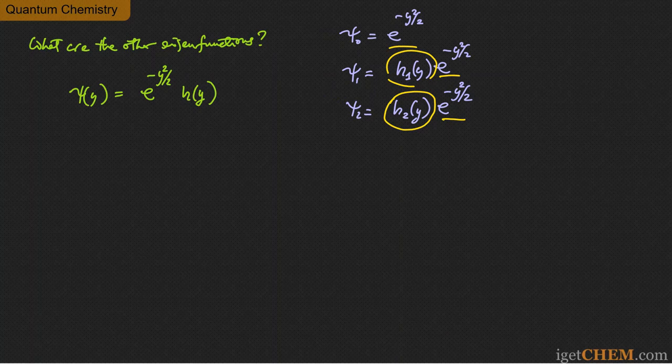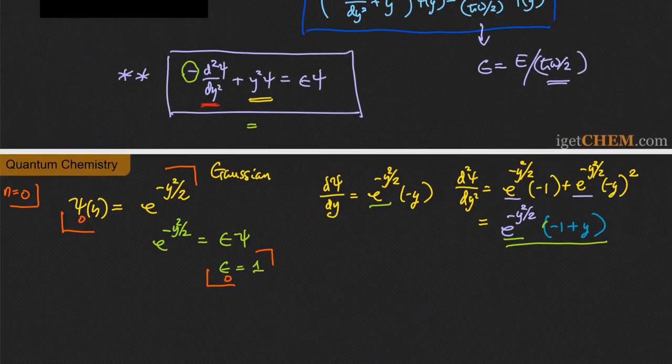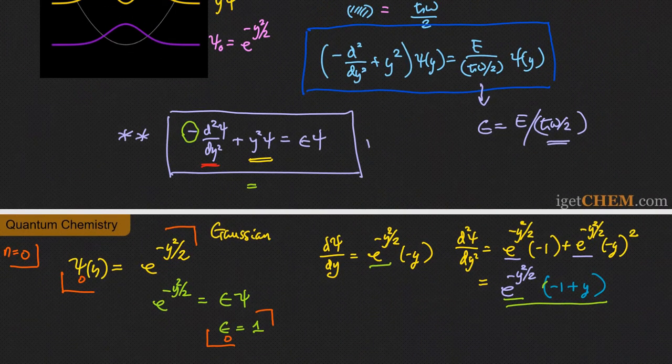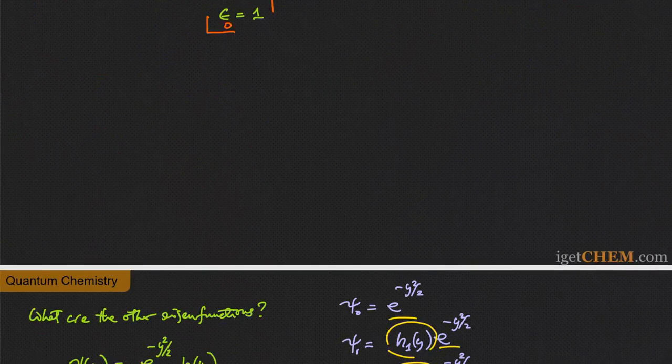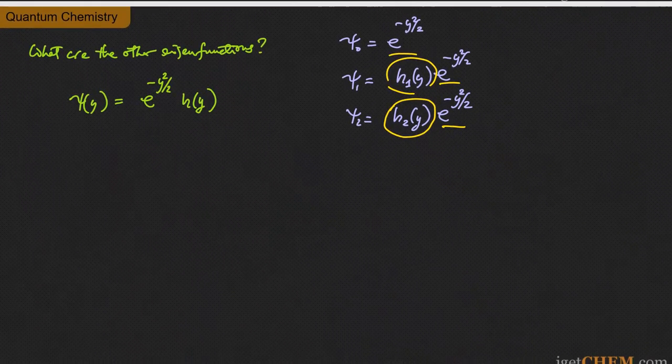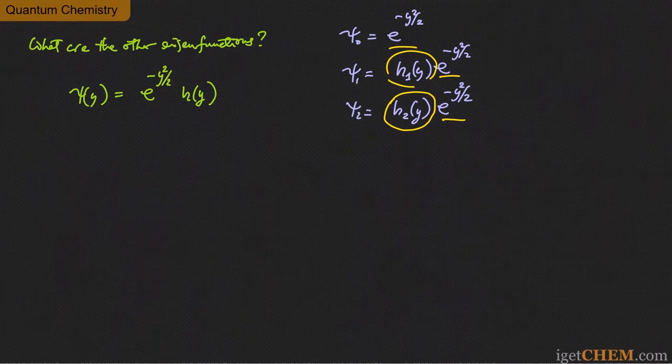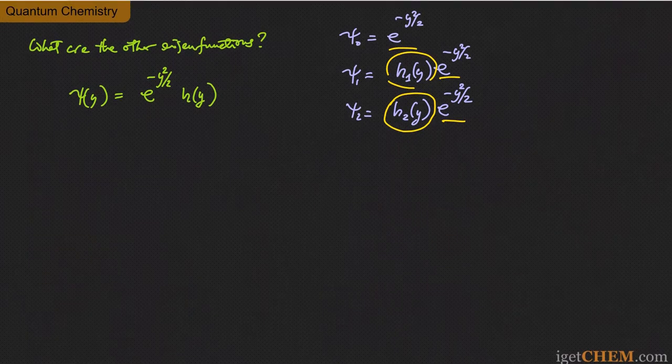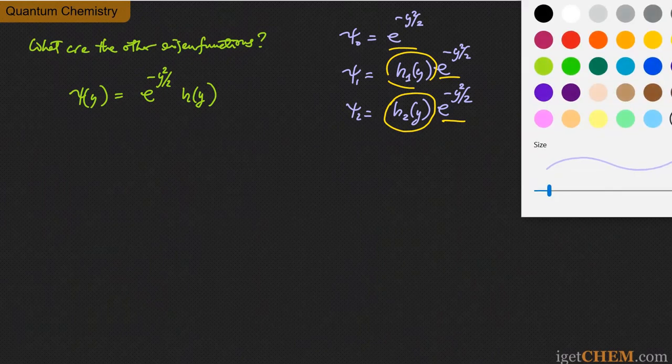Okay, so if we do assume that this is the correct form of the solution, then what we can do is take the Schrodinger equation and put in this functional form of psi that we guess is the correct form, and we can then discover what kind of h functions they must be in order to satisfy the Schrodinger equation. So let's do that.